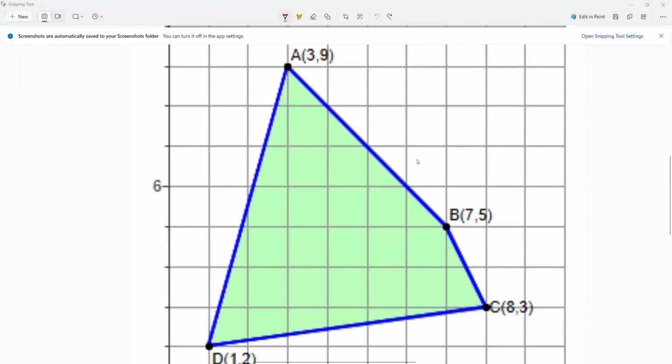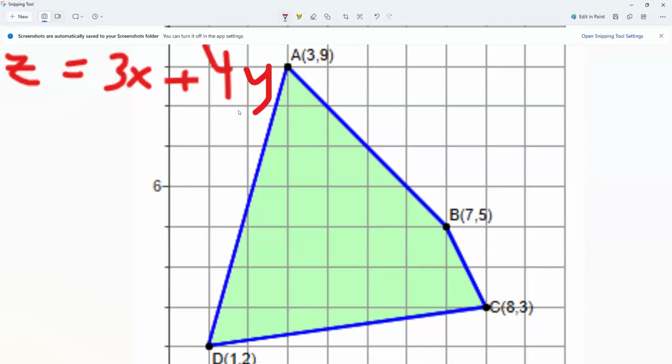So this question says that we're supposed to find the value of something. Let me write that down real quick. It says to find the value of z equals 3x plus 4y. So z equals 3x plus, does anybody notice how it gets blurry after I let go? Why does it get blurry after I let go? Plus 4y. Okay, so z equals 3x plus 4y.